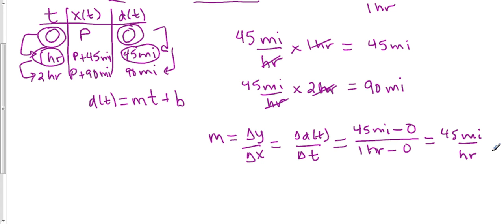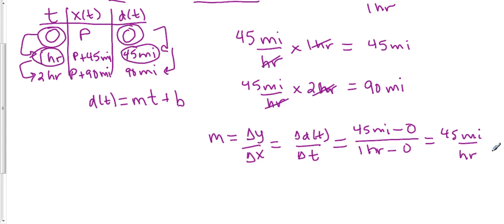Now, what is that? Where have we seen that before? That's the speed that the car is traveling. So this brings up actually something pretty important. This tells us that speed is the slope of a distance versus time graph. This is going to be important, and you're going to need to file that away not only for the rest of this problem, but for future problems.